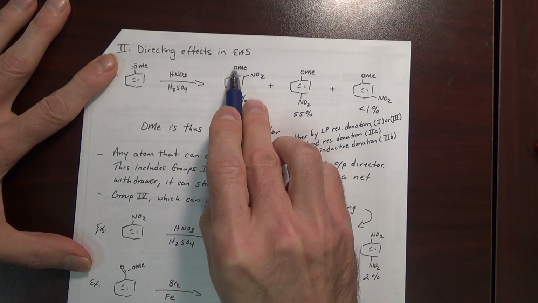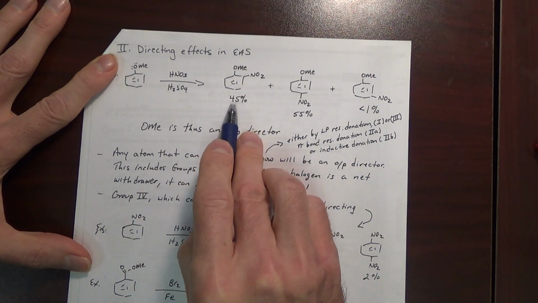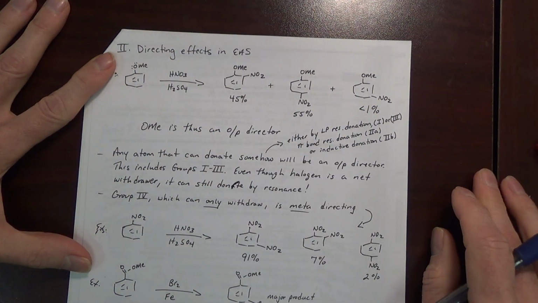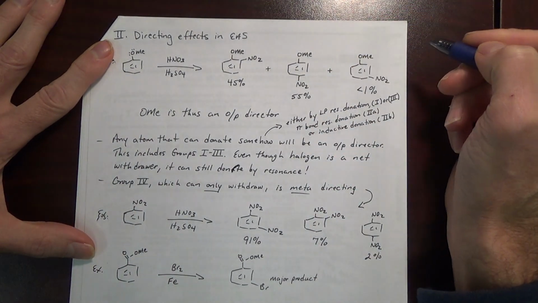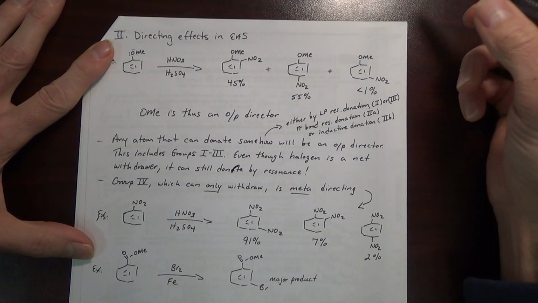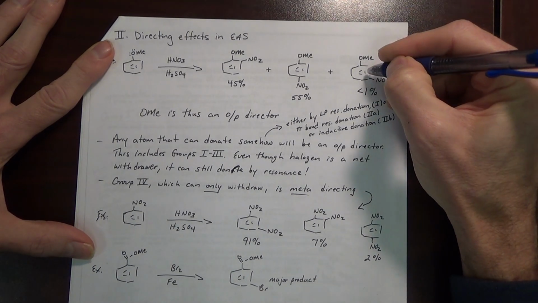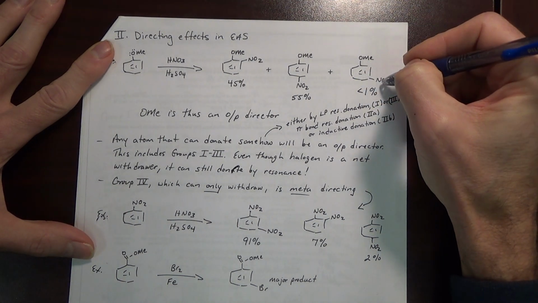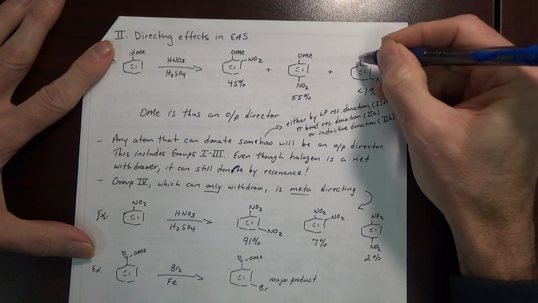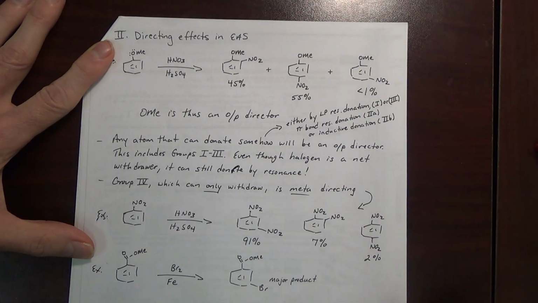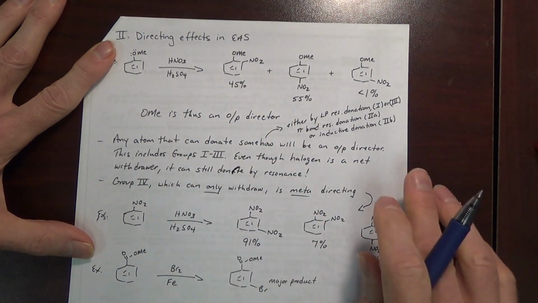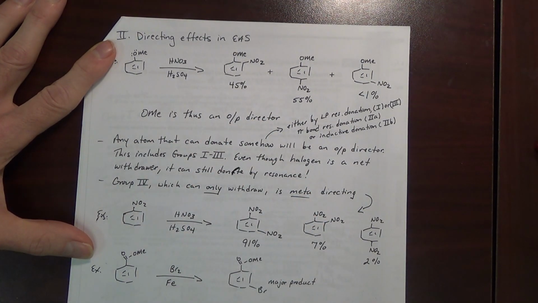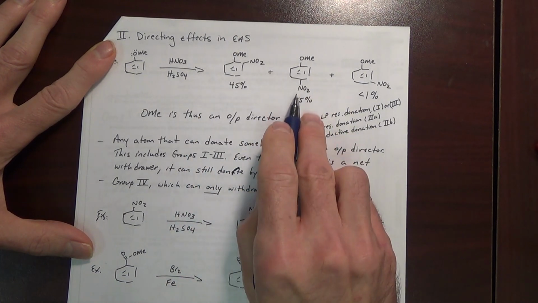The ortho-nitro anisole product is formed in 45% yield. The para-nitro anisole product is formed in 55% yield. And actually only a very trace amount of the meta-nitro or 3-nitro anisole is formed in this reaction. So ultimately we have two predominant products. They're both formed in substantial yield. The ortho and para products.